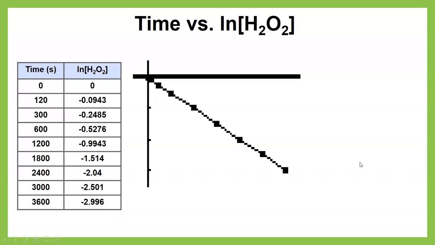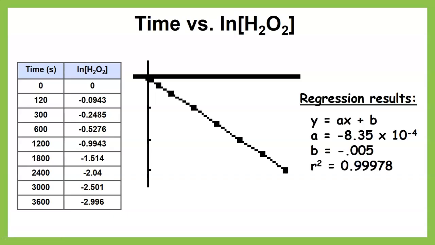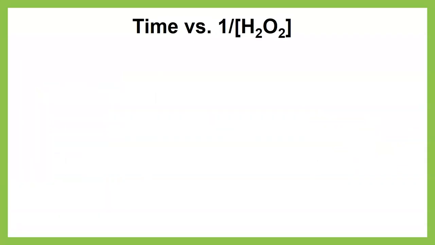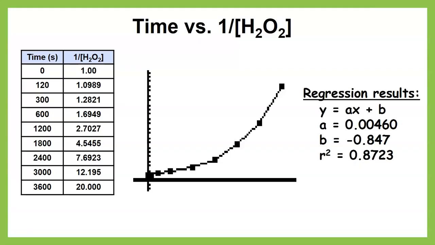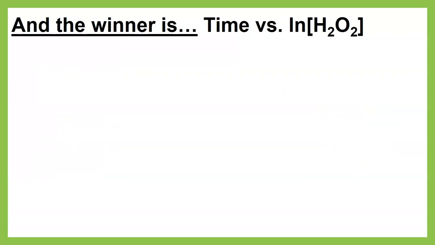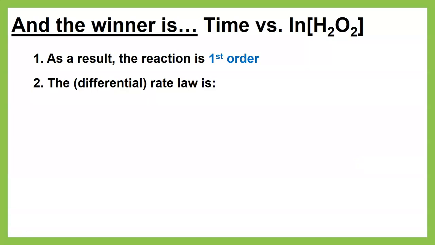Here's the natural logarithm. Well, that's a pretty good R squared. That's not too shabby looking. Ooh, that one doesn't look so straight. Nope. So I think this is first order. I'm pretty sure that's first order. That gave us the best linear plot.